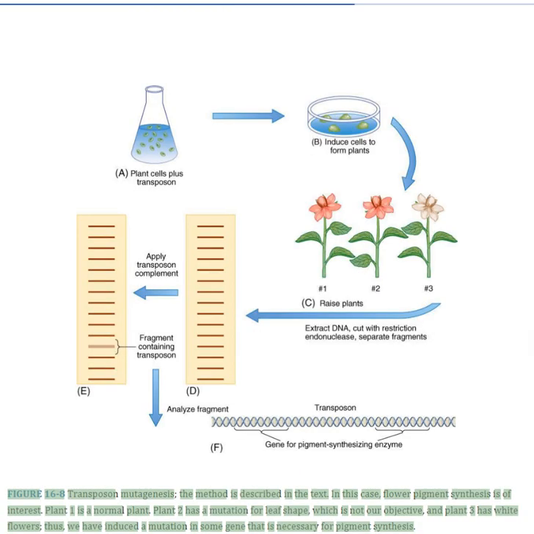These are just a few of the named alleles in pea. Figure 16.8: transposon mutagenesis. The method is described in the text. In this case, flower pigment synthesis is of interest. Plant 1 is a normal plant. Plant 2 has a mutation for leaf shape, which is not our objective, and plant 3 has white flowers. Thus, we have induced a mutation in some gene that is necessary for pigment synthesis.